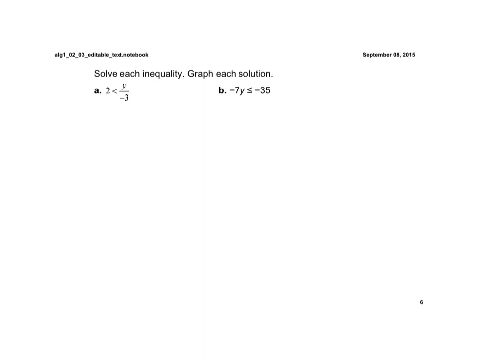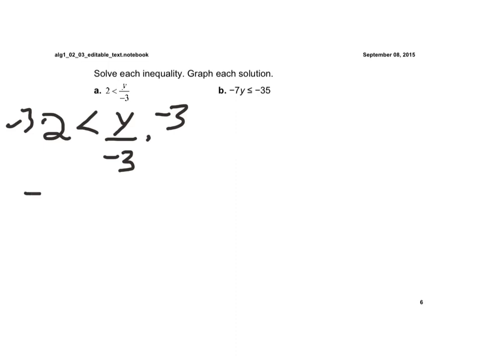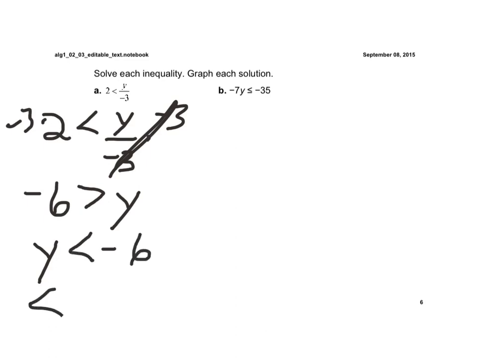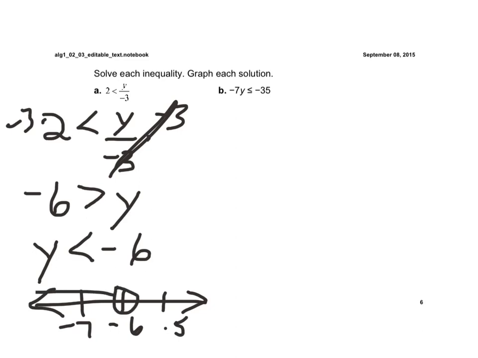So if we look at this first one, y is being divided by a negative 3, so I have 2y is less than y divided by a negative 3. So I'm going to multiply both sides by a negative 3. And because I'm multiplying by a negative, I must reverse that sign. And now I have negative 6 is greater than y. Remember, I like to rewrite that. And now the big mouth is eating the negative 6, so I'm going to rewrite it so it's that way. And now I graph. Negative 7, negative 6, and negative 5. It's going to be open and to the left.